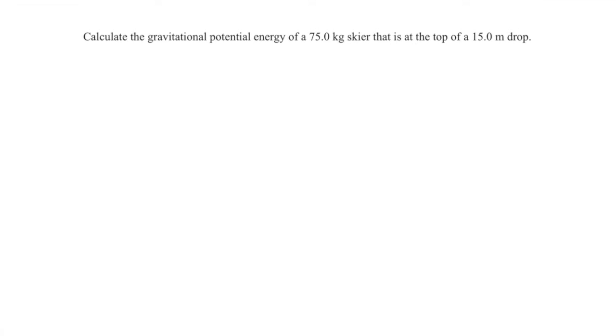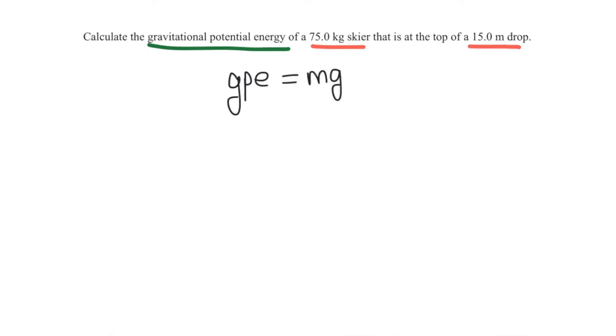It says calculate the gravitational potential energy of a 75 kilogram skier that's at the top of a 15-meter drop. First thing I'm going to do is put in the equation that I'm going to use to solve the problem. And this is the one we just learned. So GPE, gravitational potential energy, is equal to mass times gravity times height.